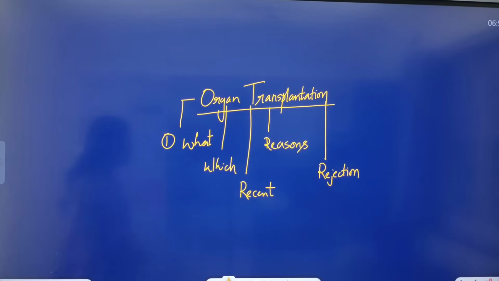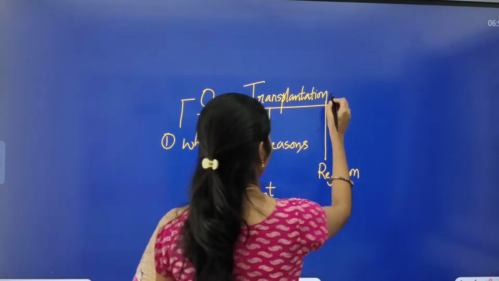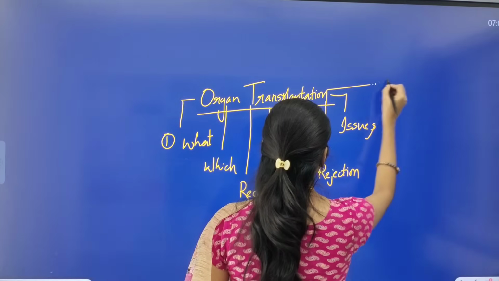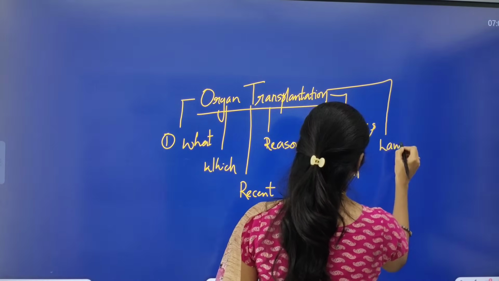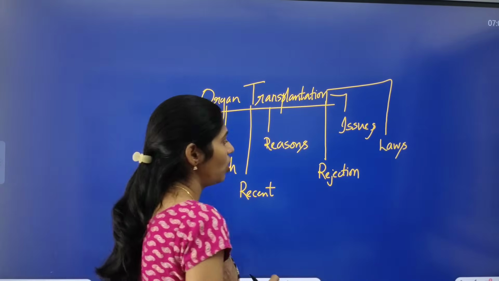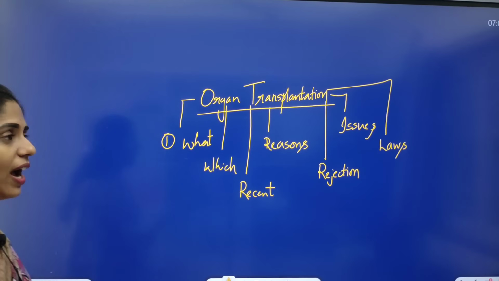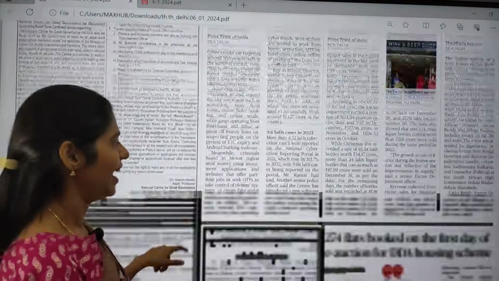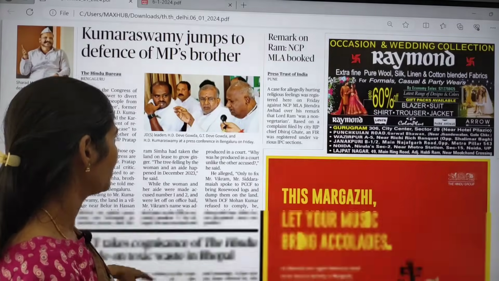And you have to see what the issues regarding organ transplantation are, and what the laws present in India are. So all these are the different dimensions that you have to think about. Clear? And now let us move on to the next topic.